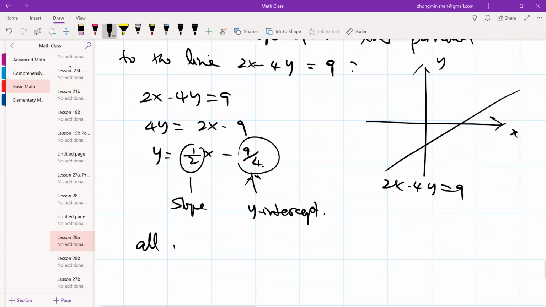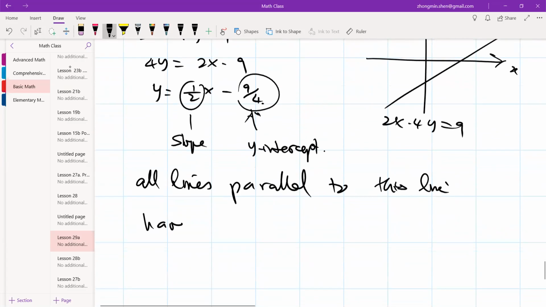Okay, all lines parallel to this one have the same slope. Yes, they do. The slope is 1 over 2.